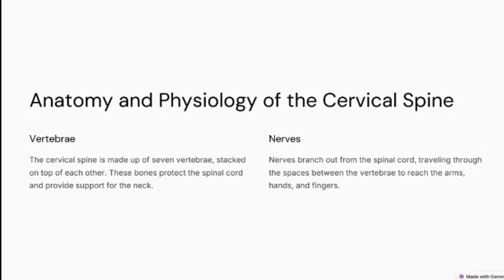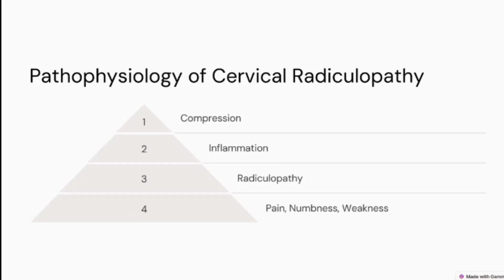Kindly note, the cervical spine is made up of 7 vertebrae which are stacked on top of each other. These bones protect the spinal cord and provide support for the neck. Nerves branch out from the spinal cord, traveling through the space between the vertebrae to reach the arm, hands and fingers. Moving further to the pathophysiology.